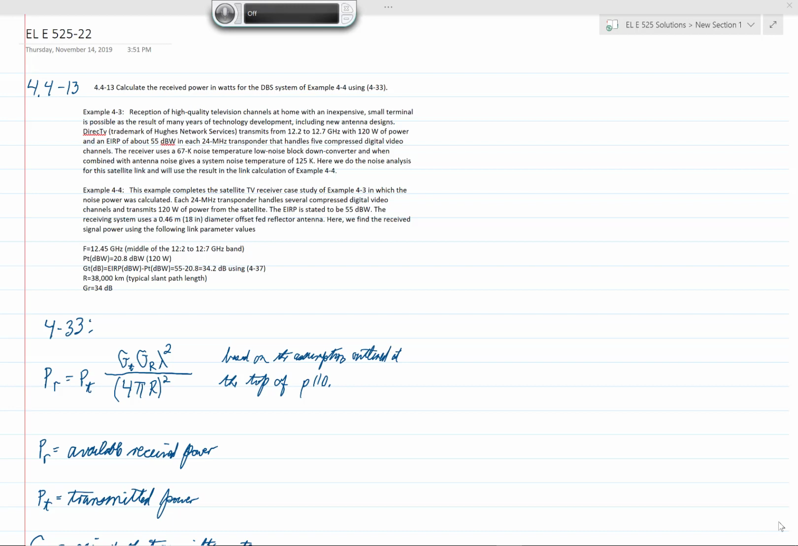What we're going to do in the video is to work out problem 4.4-13, which says: calculate the received power in watts for the DBS system of example 4-4 using equation 4-33.